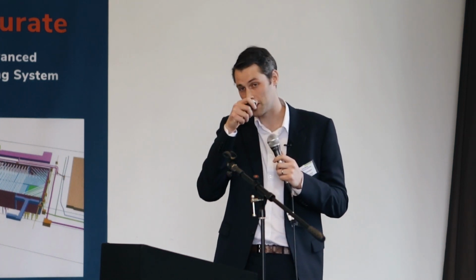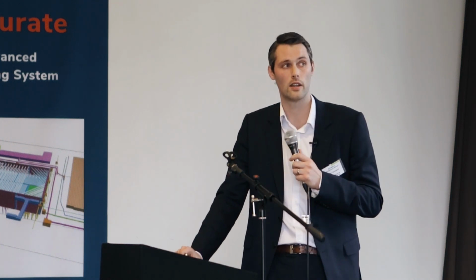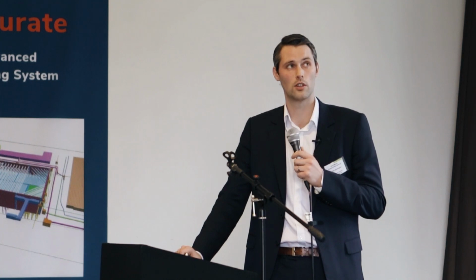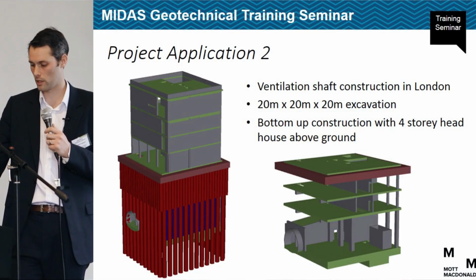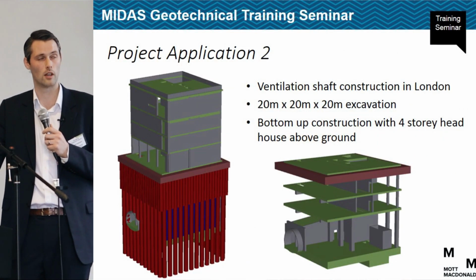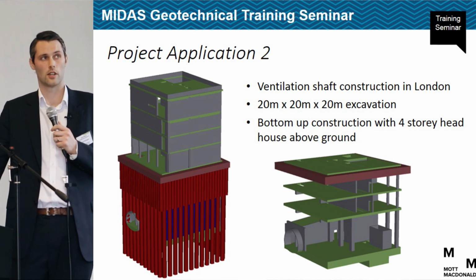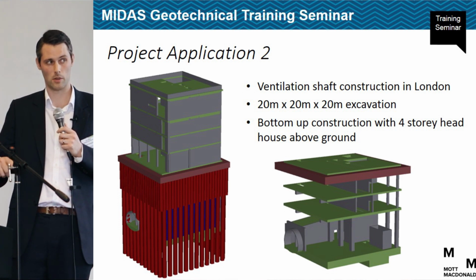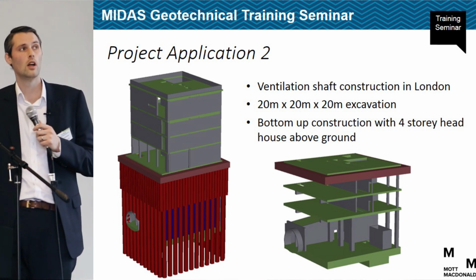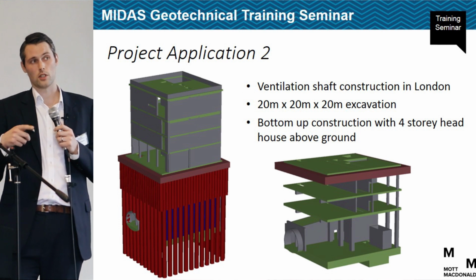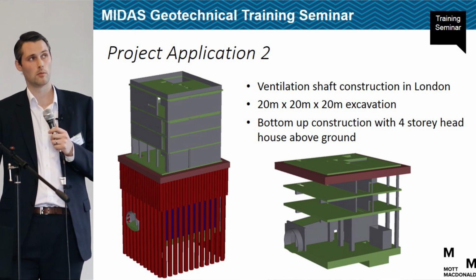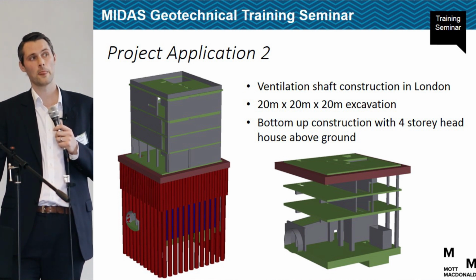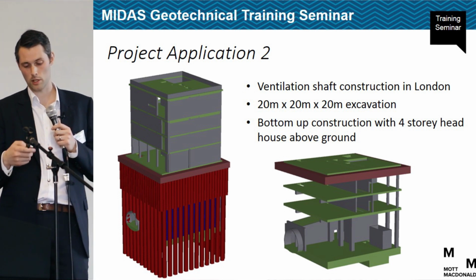Okay, so second project application is for a ventilation shaft in central London. This is a live, ongoing project, so all these images are very much hot off the press. It's a 20-metre cubed excavation within a 200 mil diameter contiguous pile wall. These shots are just from the BIM model, the one on the left being the whole substructure and then a 4-storey head house, and on the right just being the internal substructure.